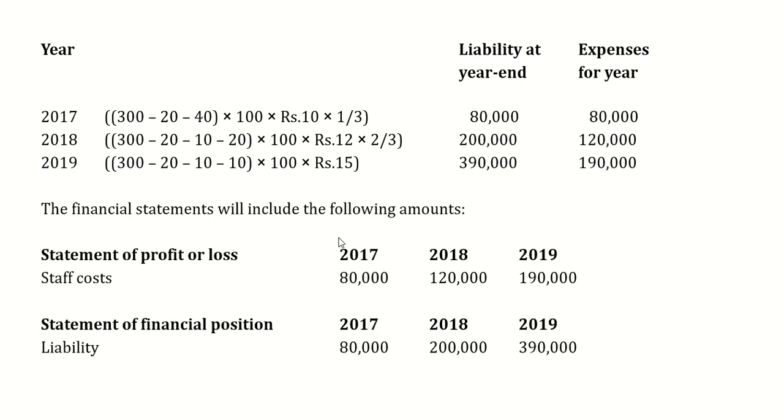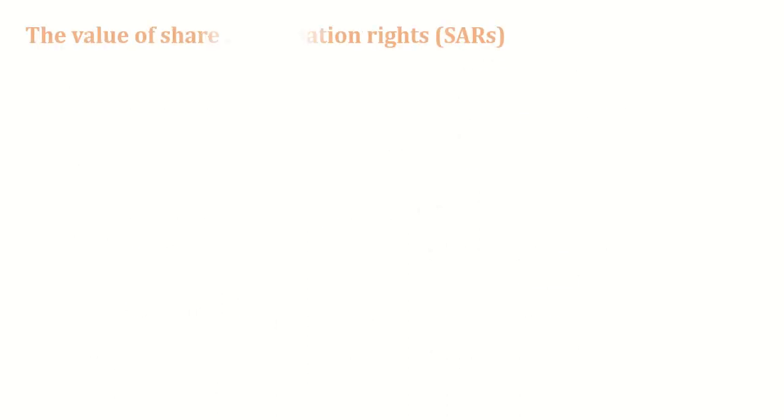Now you can see the difference. It's charged to the P&L 80,000, 120,000 and 190,000. And rather than crediting this to the other component of equity, here it is credited to the liability account. So you can see the difference between the equity settled and the cash settled share based payment from that, right? Okay, right.